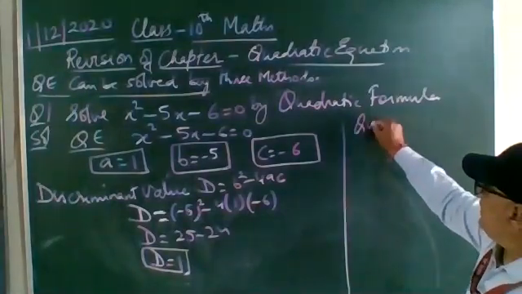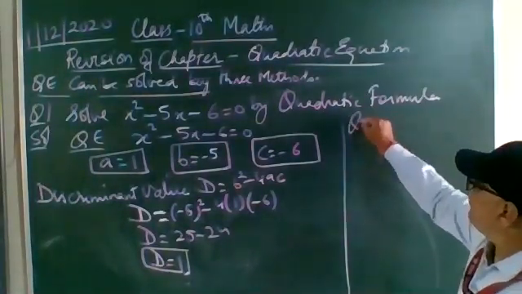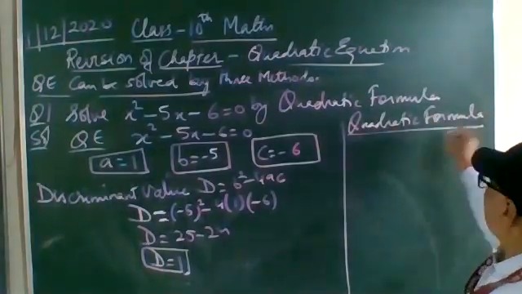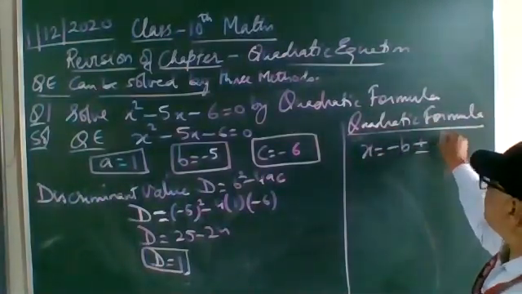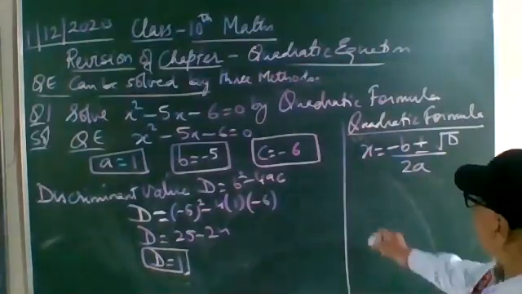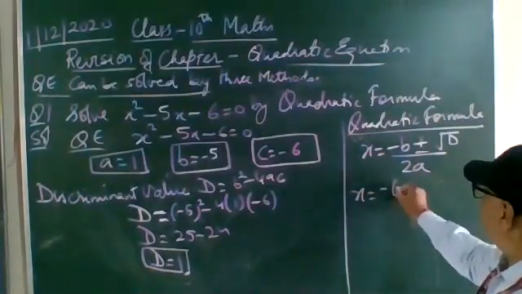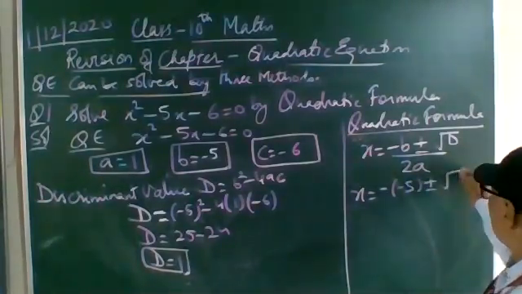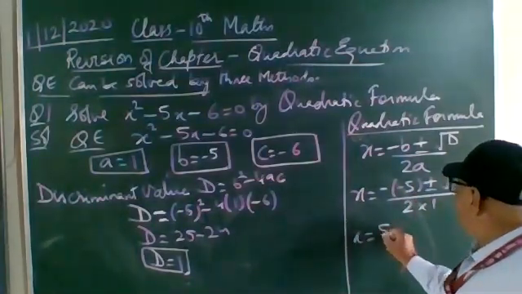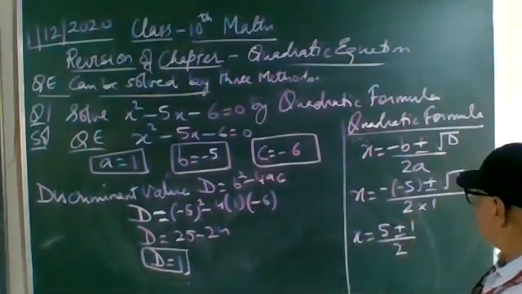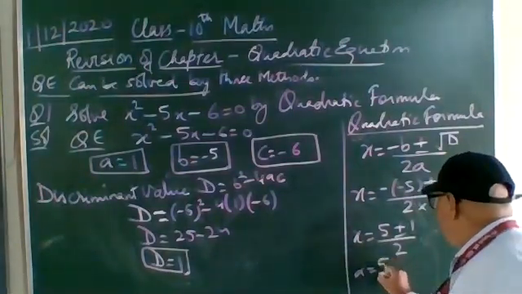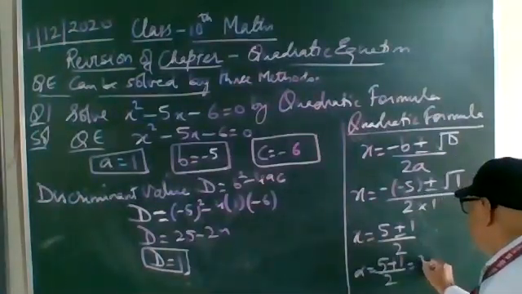Now the quadratic formula: x equal to minus b plus minus root D upon 2a. x equal to minus of minus 5 plus minus under root 1 upon 2 into 1. x is 5 plus minus 1 upon 2. So alpha is 5 plus 1 upon 2, that is 3.